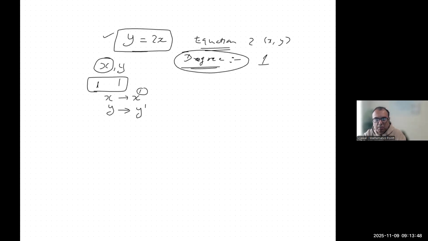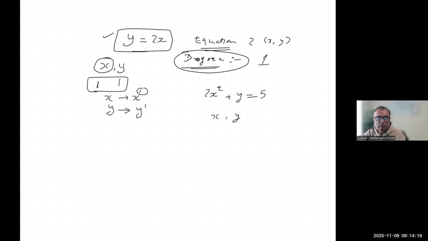The degree is the highest power of any variable in a particular expression or equation or even term. Sorry, I'm digressing a bit from the topic. So if I write 2x squared plus y equals 5, then I have two variables, x and y again.